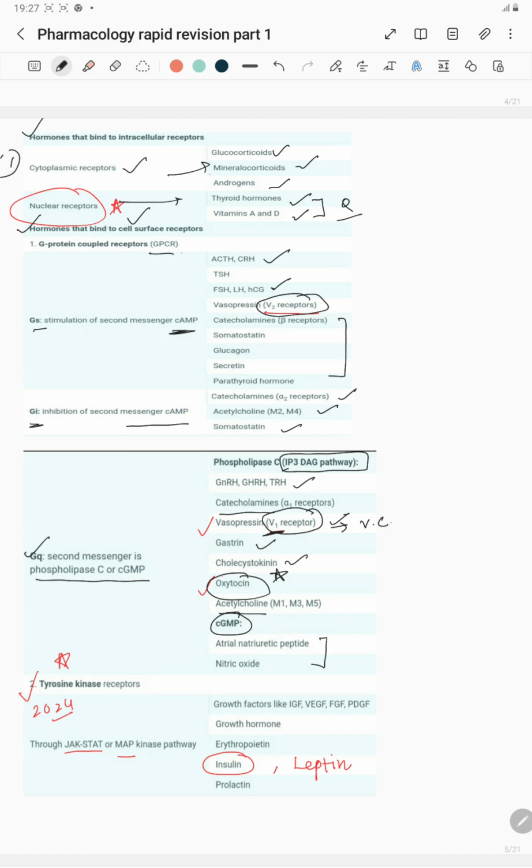Two important examples are the ANP, atrial natriuretic peptide, and nitric oxide, which causes vasodilatation.